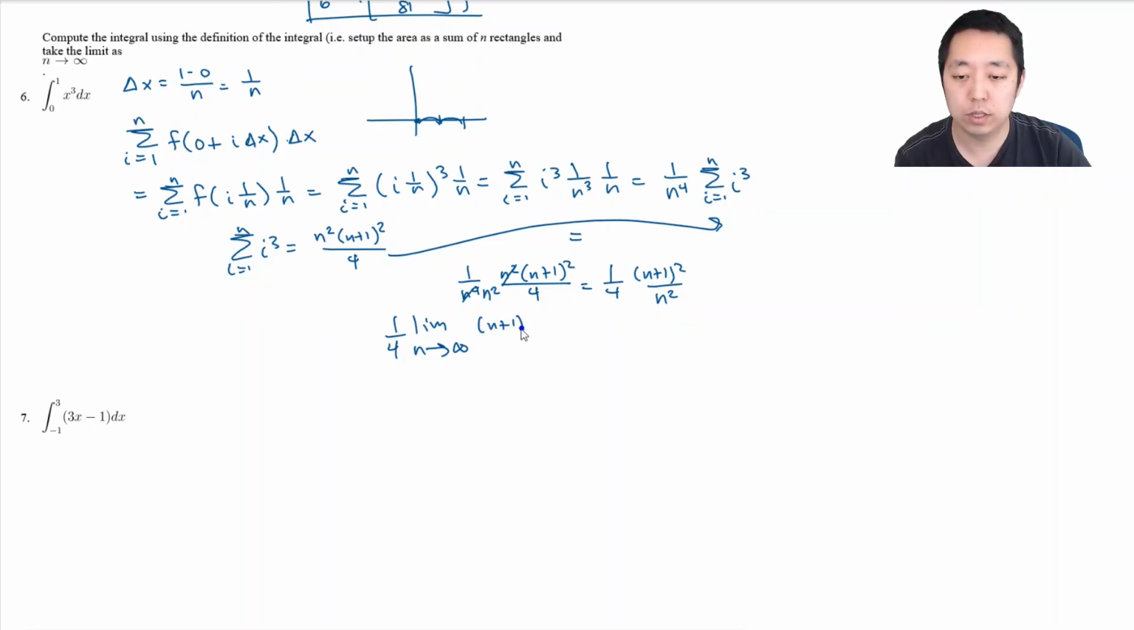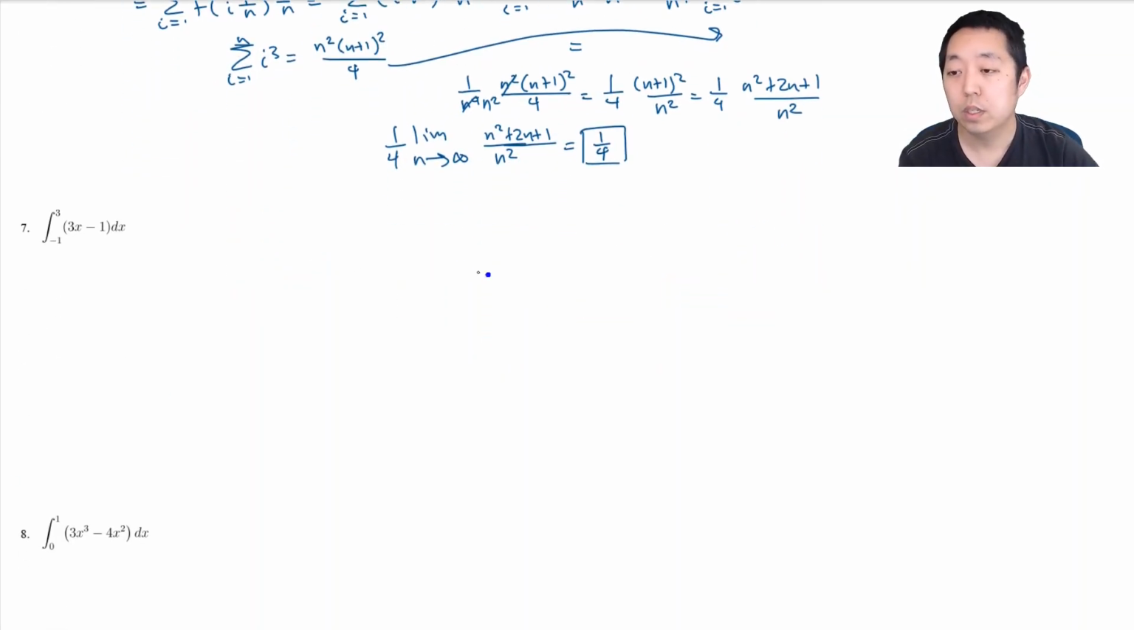So it's going to be (n plus 1) squared over n squared. If you want to do this, you could write it as 1/4 times (n squared plus 2n plus 1) over n squared. And if you remember our rules, as n goes to infinity, the n squared terms are going to dominate, so this is going to be 1. You could also use L'Hopital's rule, and you'll find that this limit is equal to 1. Or you could divide the numerator and denominator by n squared, and you'll also find this limit is equal to 1. So the answer is 1/4, because it's 1/4 times 1.